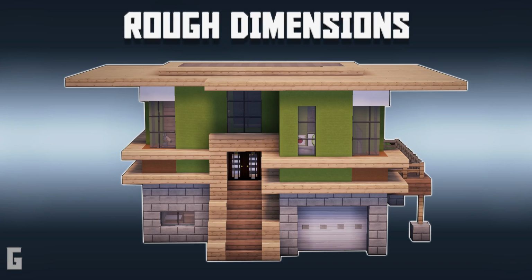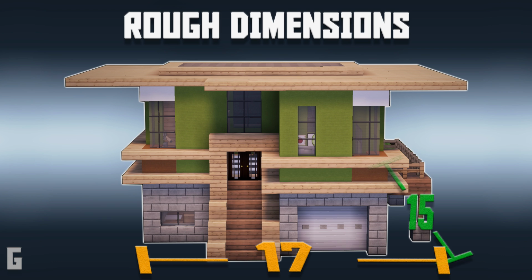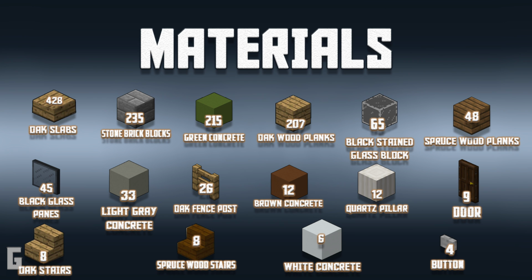Also, here's a quick little side note. This modern house is roughly 17 by 15 blocks wide, and it is 11 blocks tall. These dimensions are helpful if you're building inside of a neighborhood, and you need to know how close you can build next to another house. And here's the complete list of materials you'll need to build this house.